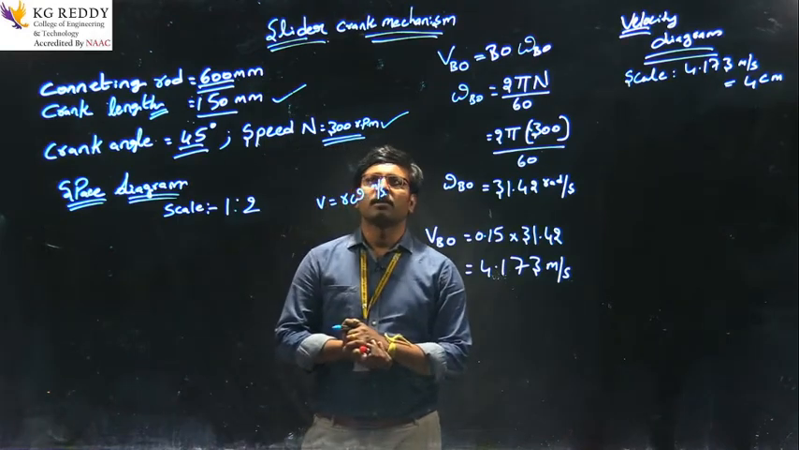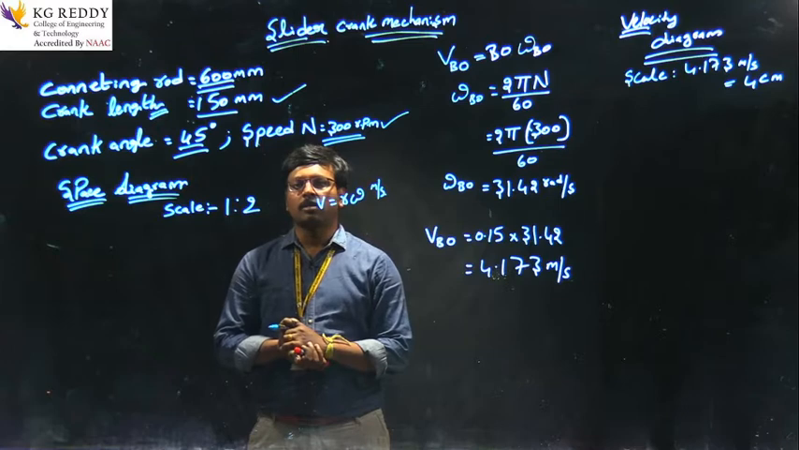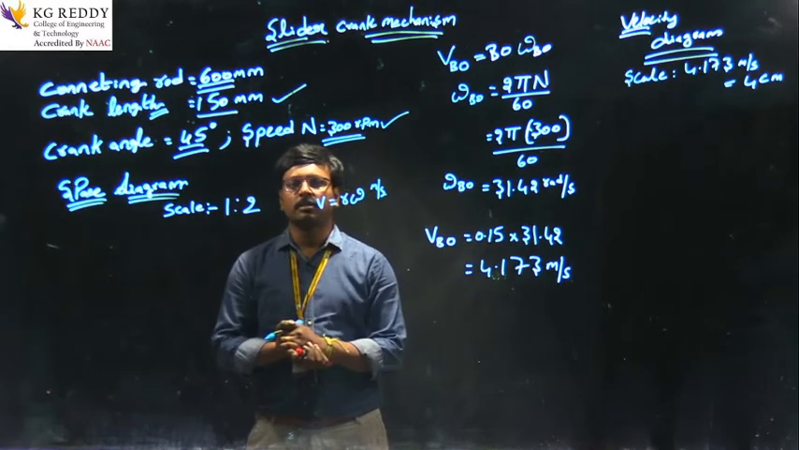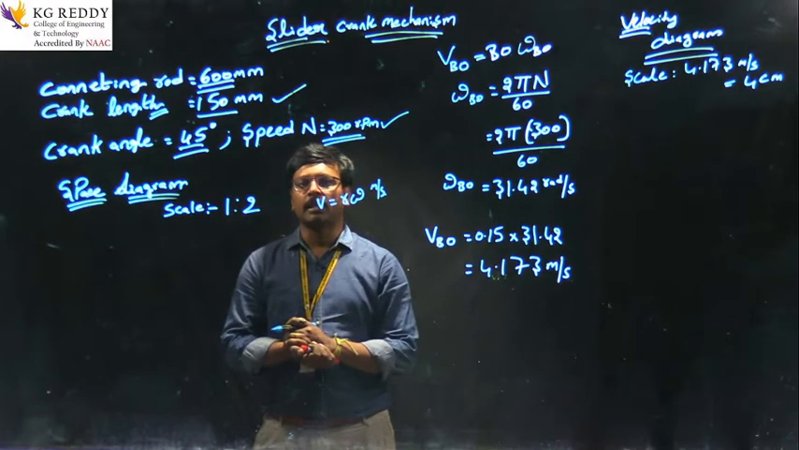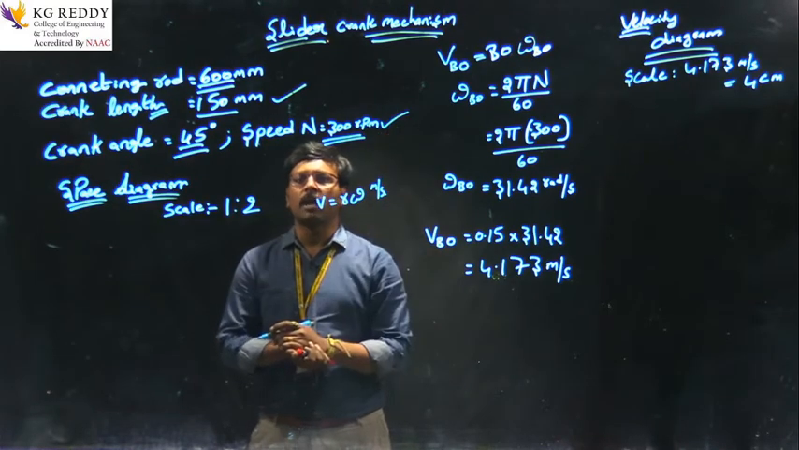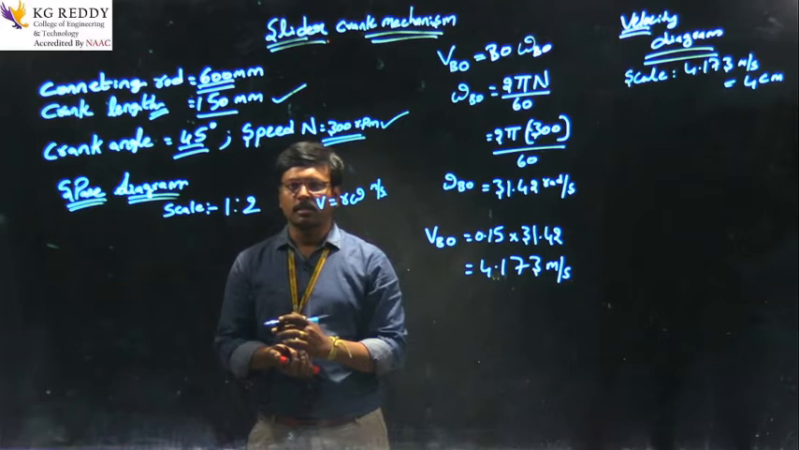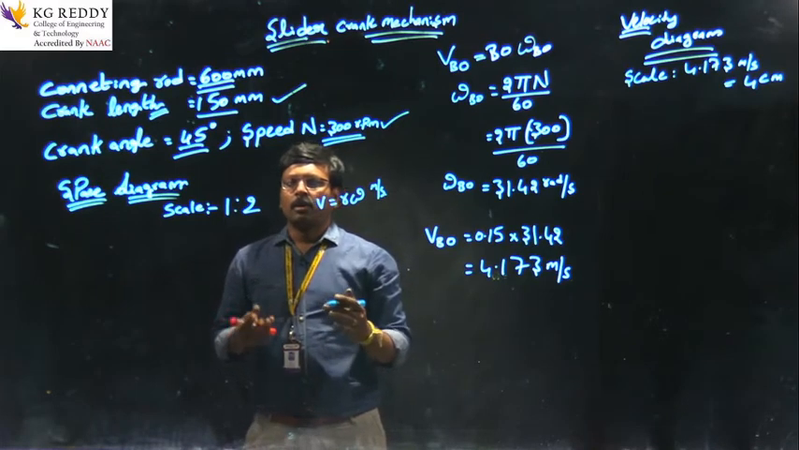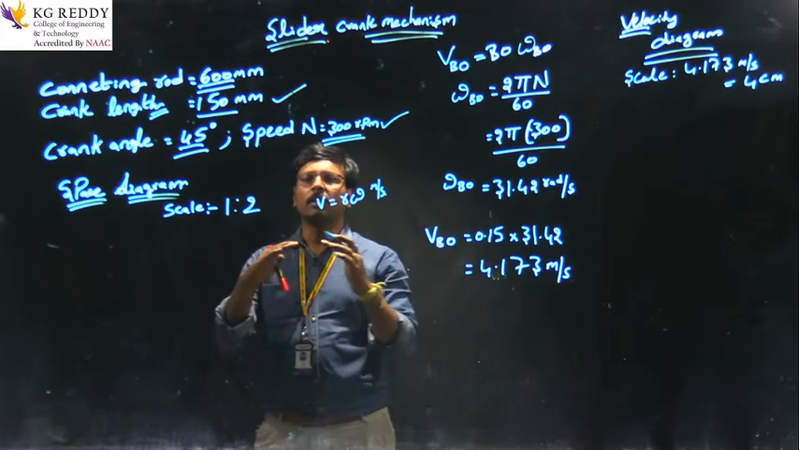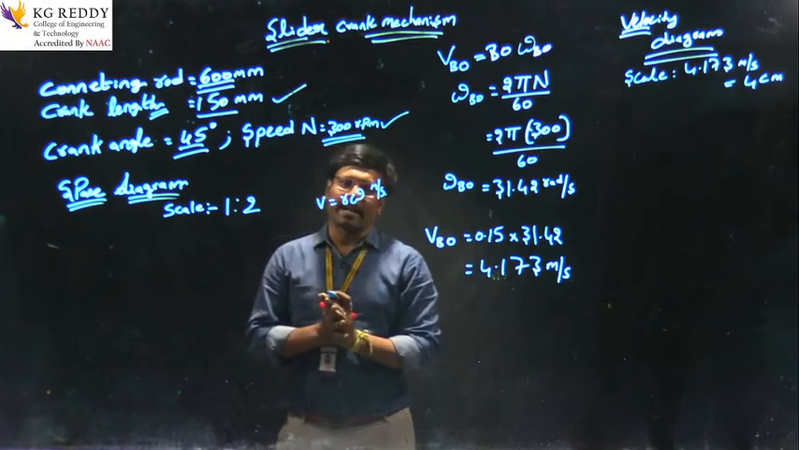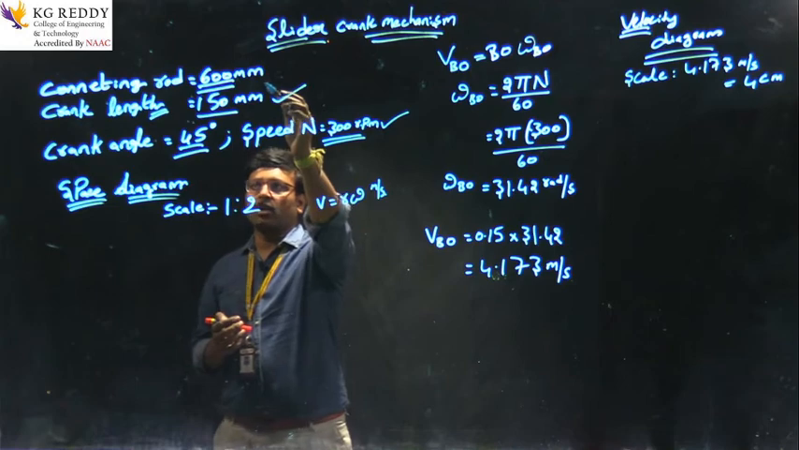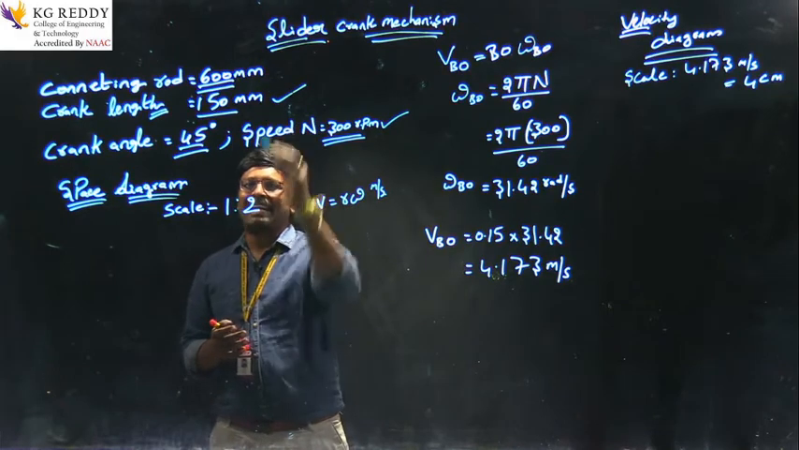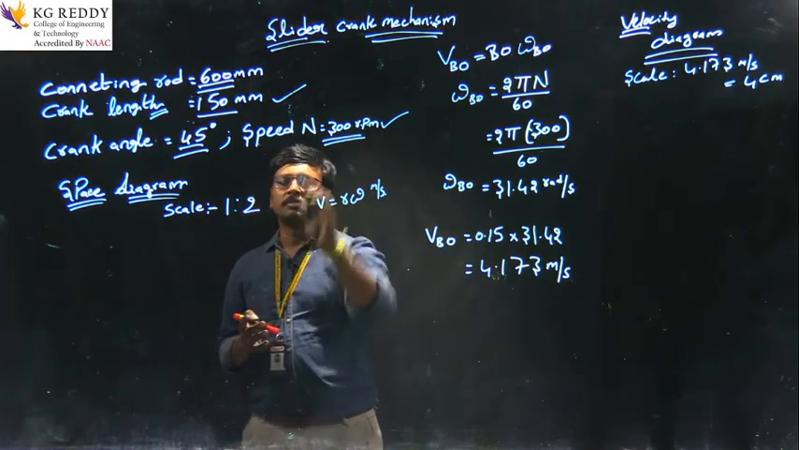Good morning. Today's topic is velocity, finding the velocities for a slider crank mechanism. In this slider crank mechanism we have to find velocities. So, how do we frame a slider mechanism using the given data? Here the data are the connecting rod length, the crank length and the constant speed.